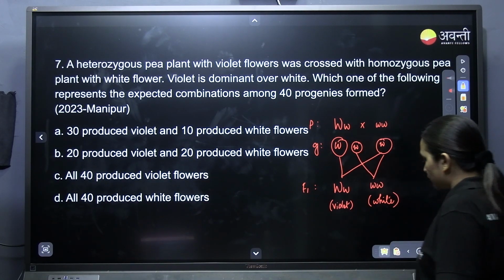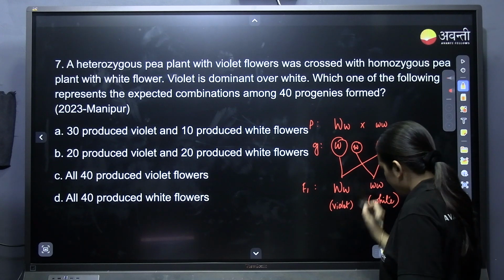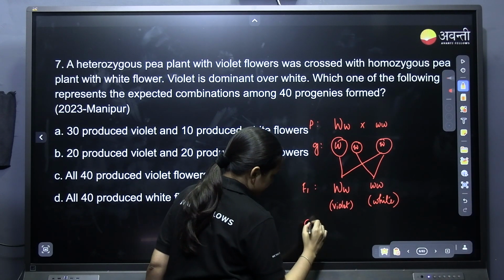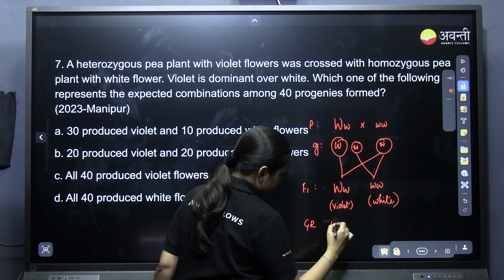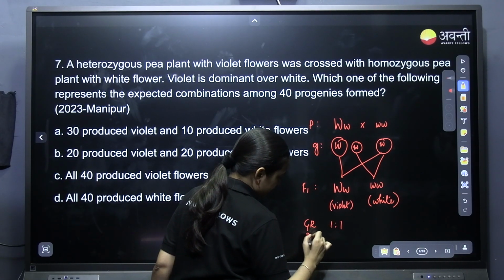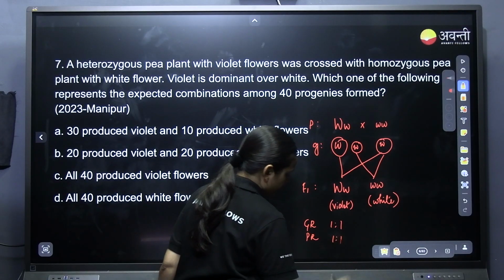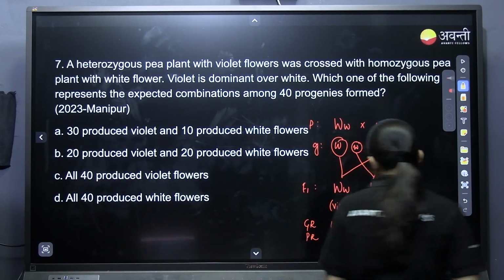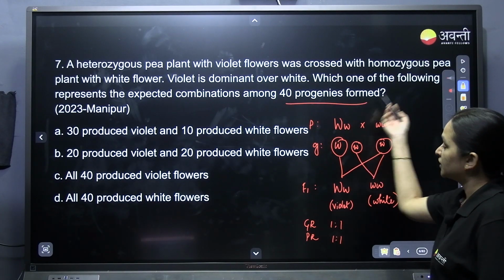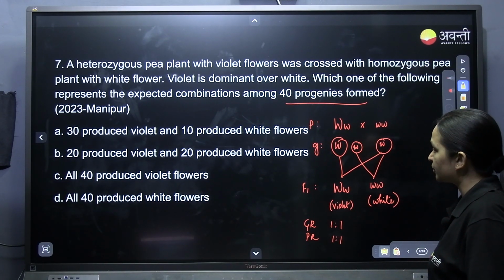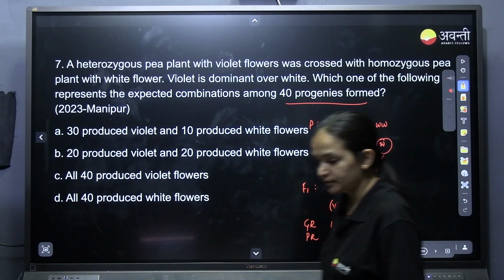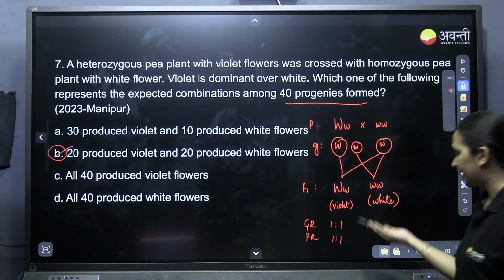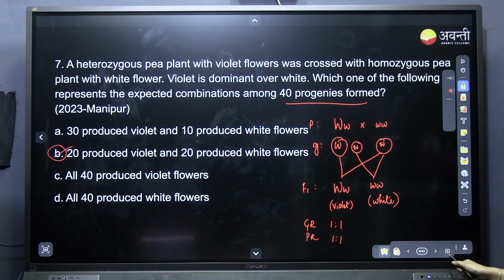This one is white. If you see what is the ratio here, the genotypic ratio is 1:1. What is the phenotypic ratio? Phenotypic ratio is also 1:1. So 1:1 in the sense we have got 40 progenies, that is 20 should be violet, 20 should be white. Before option B, B for Bombay is the correct answer. 20 produced violet and 20 produced white.